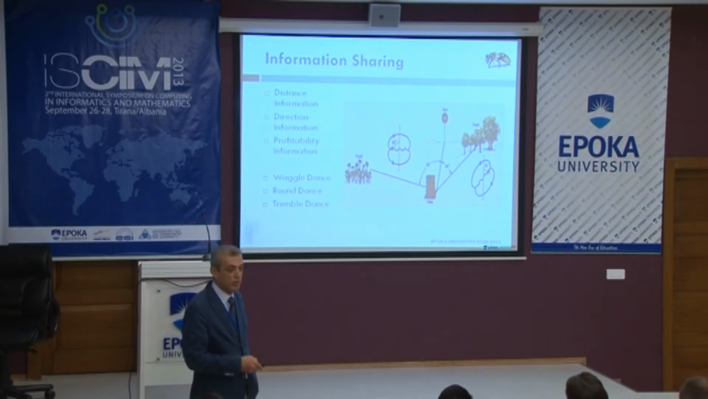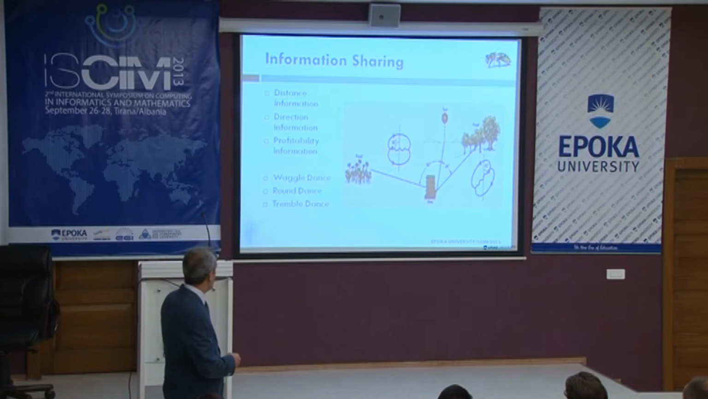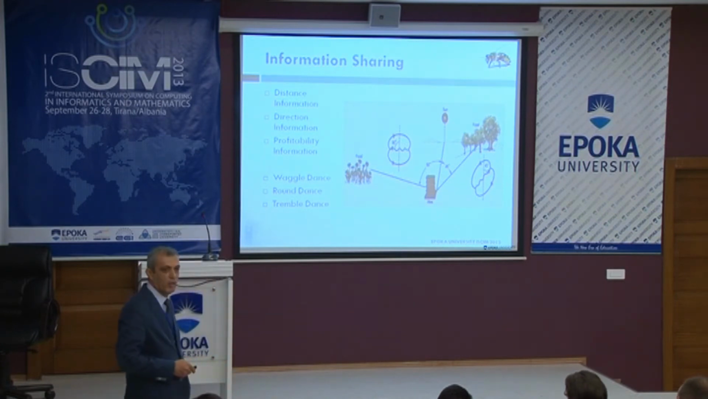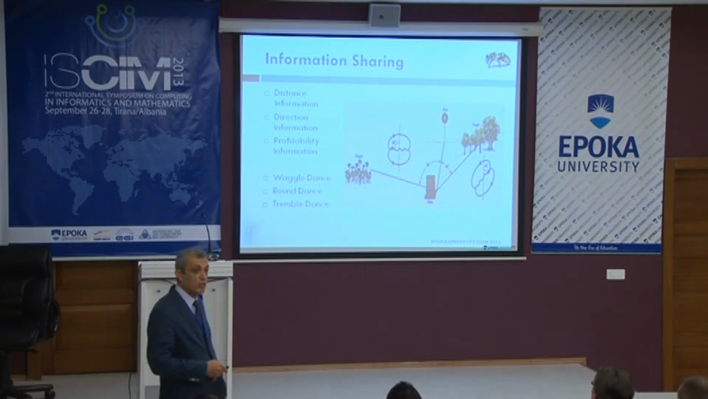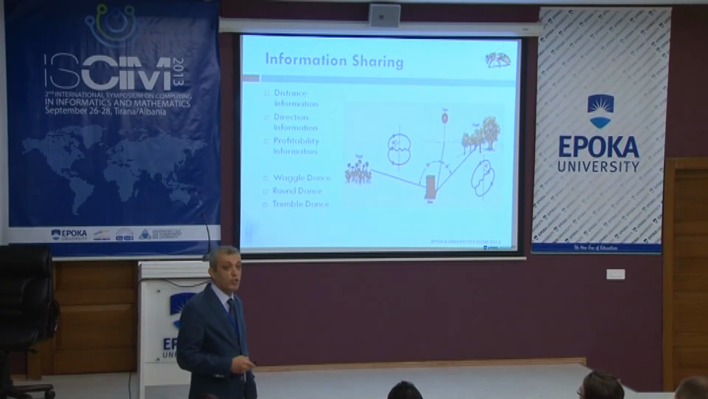And round dance, especially, is performed if the distance is less than 100 meters. If the distance between the hive and the food source is less than 100 meters, round dance is performed. Otherwise, waggle dance or triangle dance, just to exchange or change the task, this triangle dance is performed.